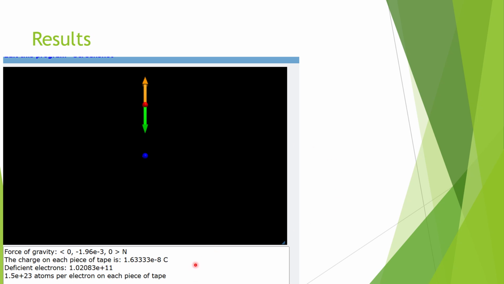And in the end, the gravity was negative 1.96 times 10 to the negative 3 newtons, and I found that the charge on a piece of tape is 1.63 times 10 to the negative 8 coulombs. And the amount of electrons lost was 1.02 times 10 to the 11th.